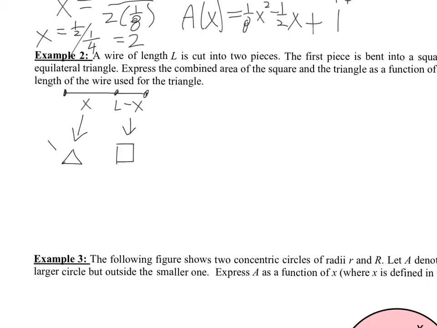So the side of this, since the whole perimeter is x, the side of that would be x over 3. If this has a perimeter of L minus x, then the side would be L minus x over 4, and of course we need the side because then we can substitute it in the formula. So note, area of an equilateral triangle is side squared root 3 over 4, if you recall that from geometry. It's going to be an important formula to remember.